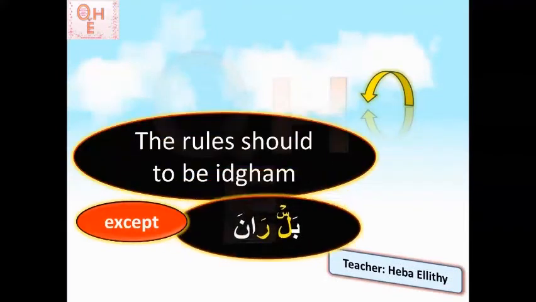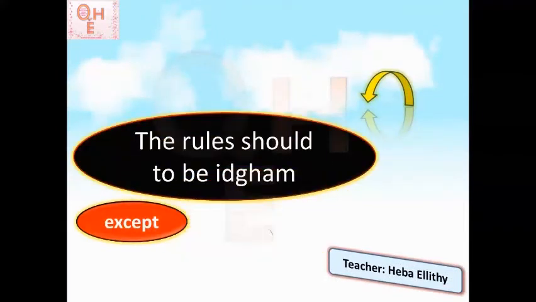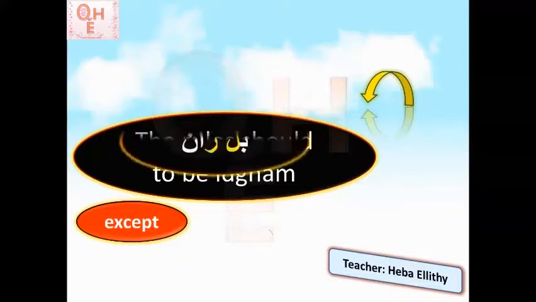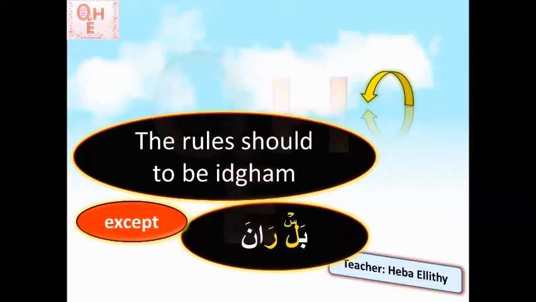If we have lam and ra following each other, we should make idgham, except what? We have an exception here, the word bal ran. I can't say barra and make idgham here. I should say bal ran. Why should I make the lam clear here and not merge?